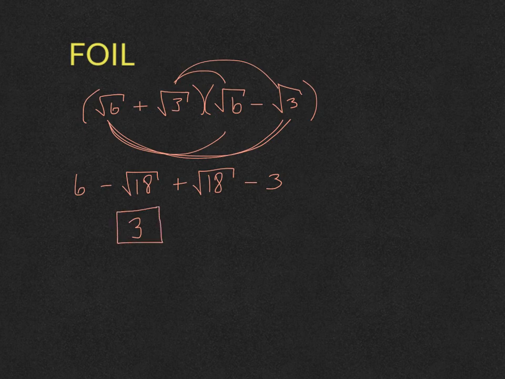Those two values together, square root of 6 plus the square root of 3 times the square root of 6 minus the square root of 3, will always cancel out the radicals. So whenever you have what's called the conjugate of each other, the same numbers but opposite signs, when you multiply them, your square roots cancel. And if you can think of that as the difference of squares, then the multiplication is really quick.